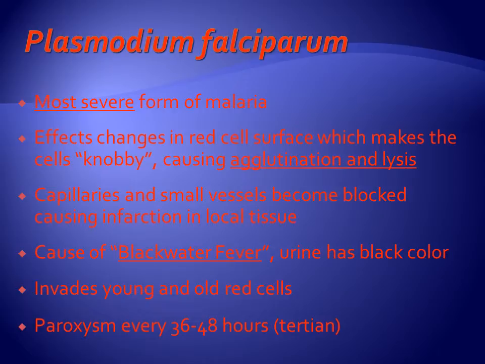In some cultures, urine is referred to as water, and black water referring to the darkened color of the urine that's produced in these people as a result of this circulating hemolysis that's occurring. P. falciparum invades both young and old mature red cells, and we'll see that the other species are a little different in that respect. And the paroxysms are considered tertian. They occur about every 36 to 48 hours.